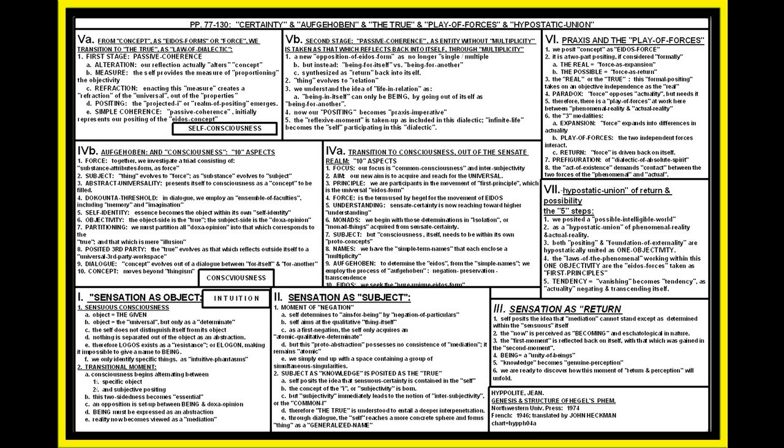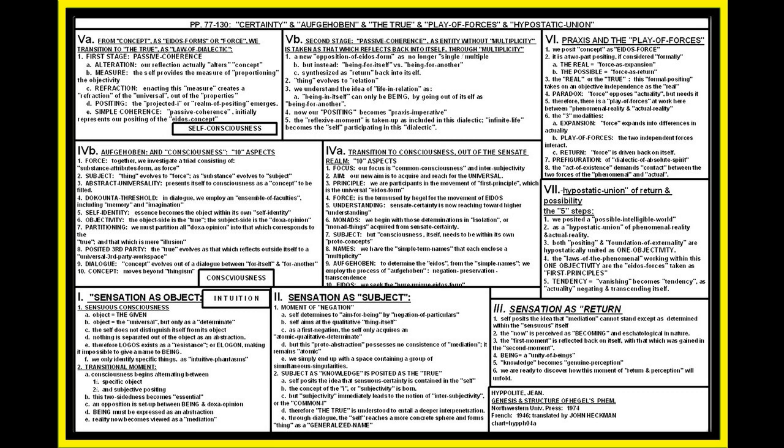So in 5b, we moved from this awareness to the second stage, where passive coherence as entity without multiplicity is taken as that which reflects back into itself through multiplicity. So now we're going to take up the movement through multiplicity, where simple coherence will reflect back into itself with a revised coherence. Simple coherence will pass through multiplicity and then return back into itself as revised coherence.